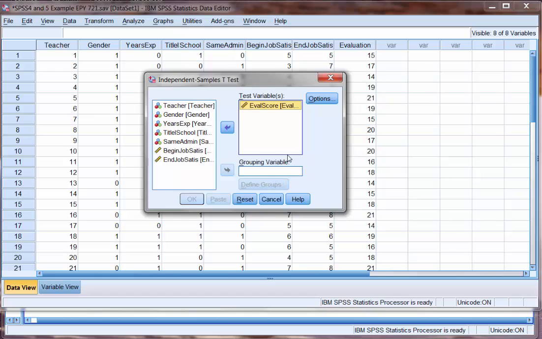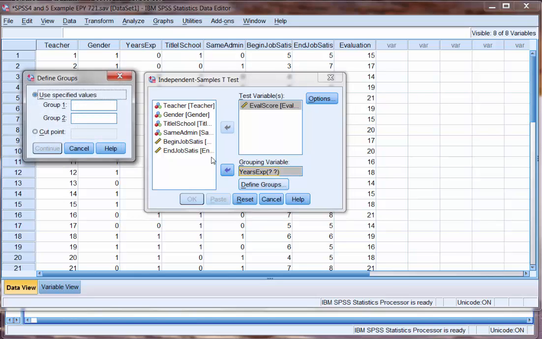Now I have to choose my grouping variable. Remember, I've got the teachers grouped into those who have 5 years or less experience and those who have more than 5 years experience. And that is this grouping variable. So I'm going to put it in as my grouping variable. Notice that it pops up with 2 little question marks. That's because I need to tell SPSS what my groups are.